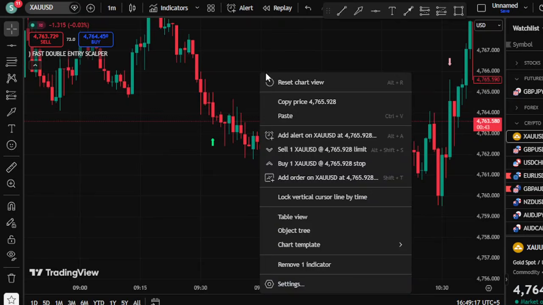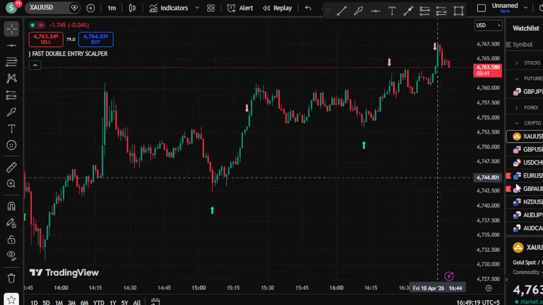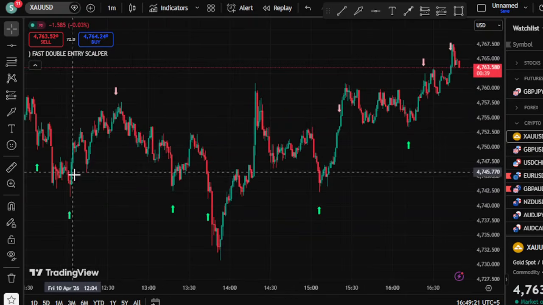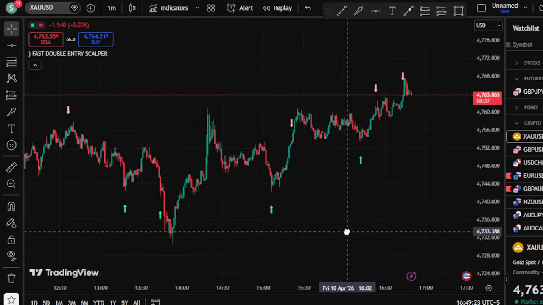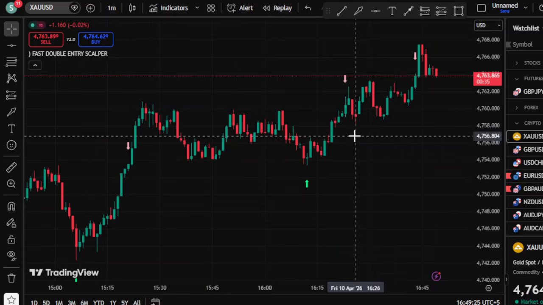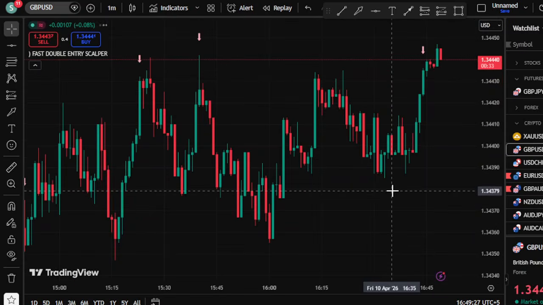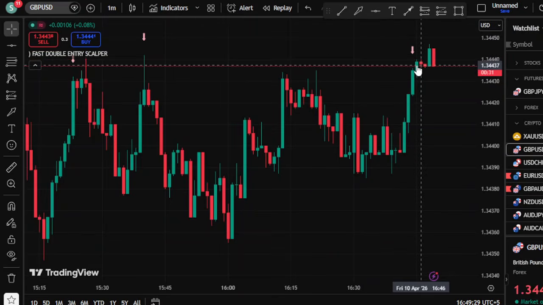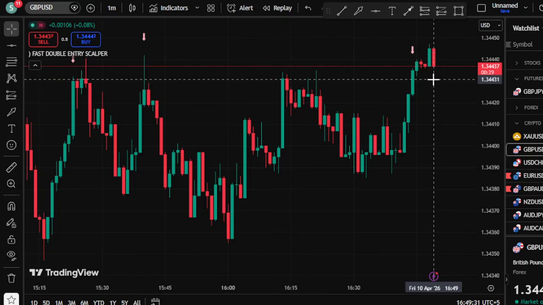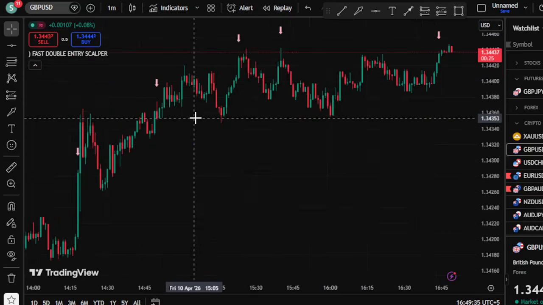Now it's not just about gold. You can trade anything with this indicator. Just look at these signals, how precise and how clear they are. There is no repaint in this indicator. You can see GBP/USD, it's likely to drop because now you have added the second trade. You can see all of the signals.